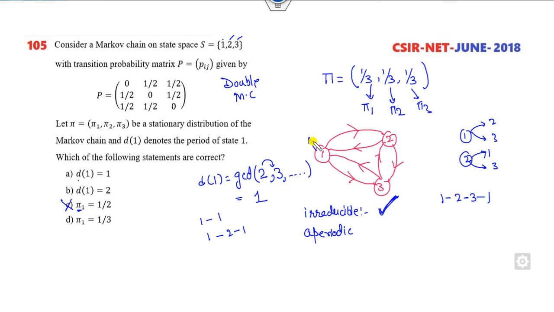So this is the one you need to find. This is the right answer, and this is the wrong answer. Similarly, can you find? Now you can see this is a closed class. Why?